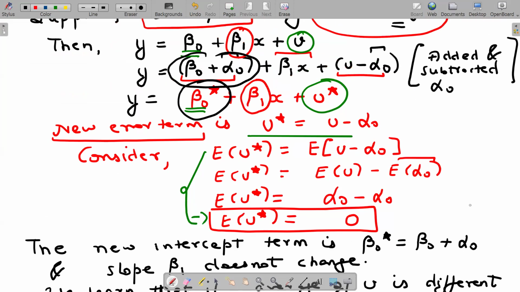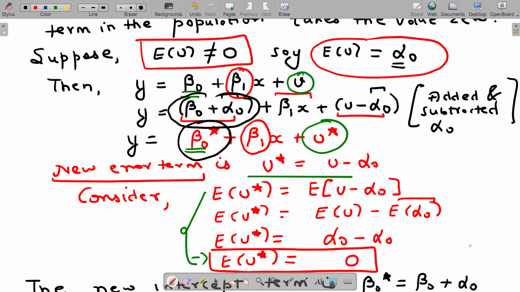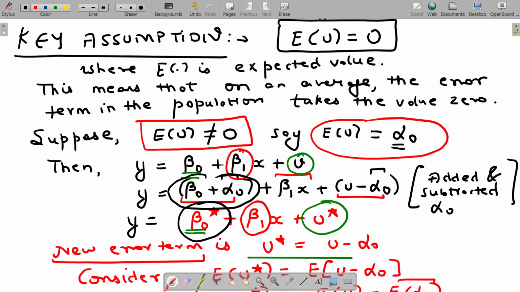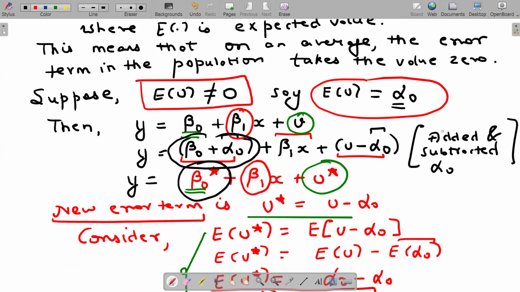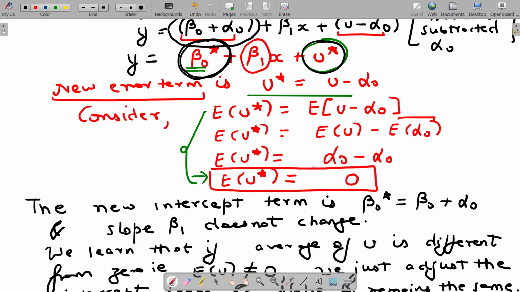Okay, so this whole analysis was done to indicate to all students that the expected value of u should be equal to 0. This is one of the key assumptions regarding the population regression function. The expected value of the error term should be 0. If it is not 0, our intercept term will change from beta naught to beta naught star, and the error term will change from u to u star, such that the new error term u star on an average will take the value 0.